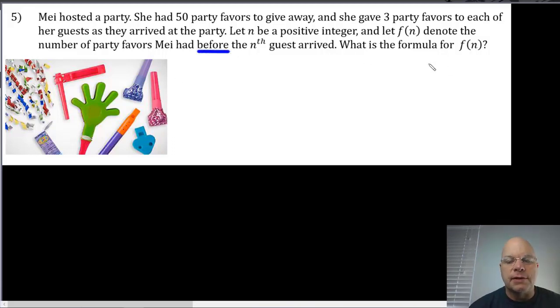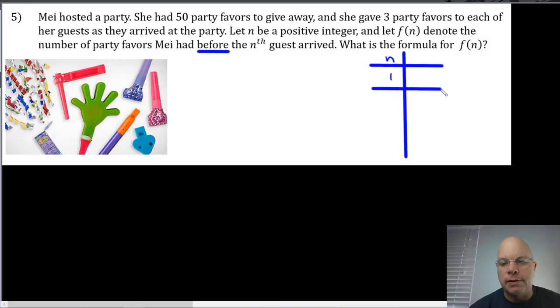What is the formula for f of n? I think it's always good to create a table to show the sequence. Most of the tables we did yesterday were horizontal. I'll make a vertical table just so we can see that it works equally well in either format. So I have n, which would be the nth position in the sequence: n equals 1, n equals 2, n equals 3, and then we have f of n, the number of favors in terms of n. We'll think about the number of party favors before the nth guest arrived.